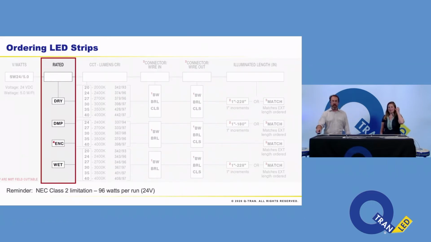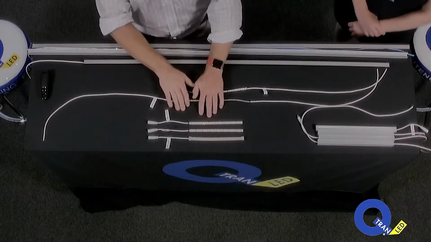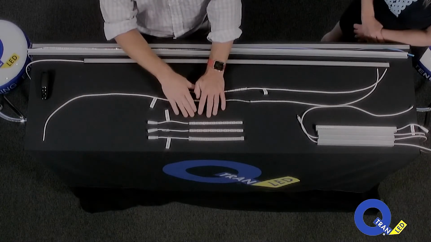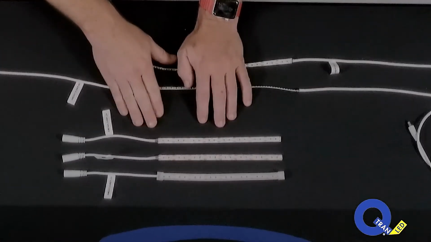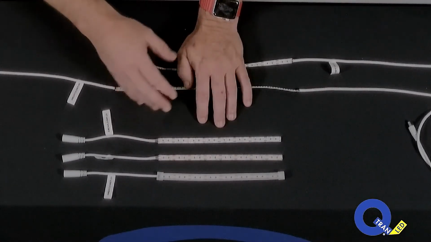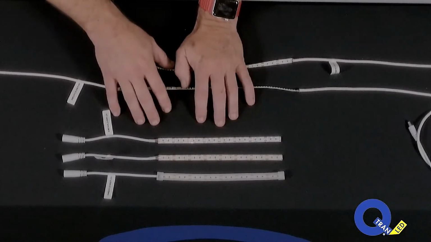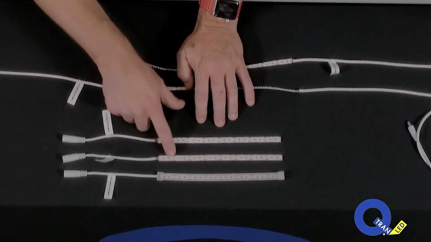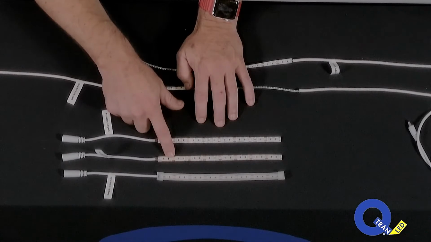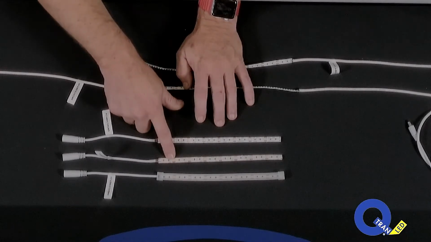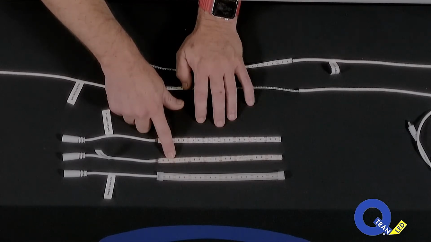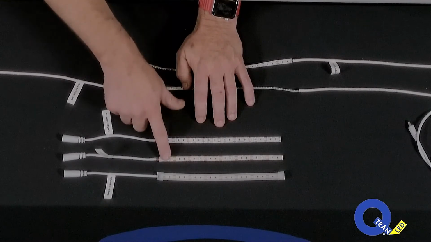Okay, so the environmental factor. Looking at the LEDs here on the table, we've got the 3 different environmental factors. The dry, which is the standard LED tape that just has the board, the chips, with nothing else on it. The next in the middle is the damp option. So this is the same tape, but then we've put a polyurethane coating over the top to make this an IP54 rated LED strip. And then what makes the length of that different?